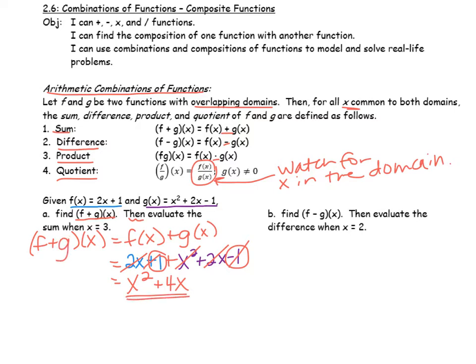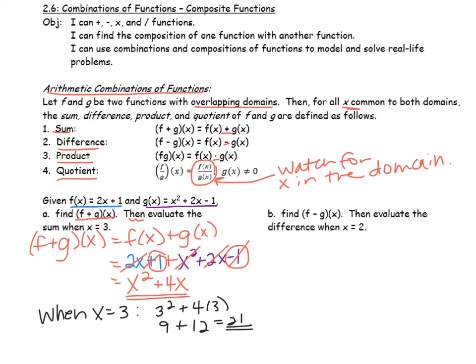That's our first answer. Then it says evaluate when x equals 3. That just means we'll plug in x equals 3, and then we'll evaluate. We would have 3 squared plus 4 times 3. 3 squared is 9. 4 times 3 is 12. 9 plus 12, 21. That's evaluating when x equals 3.